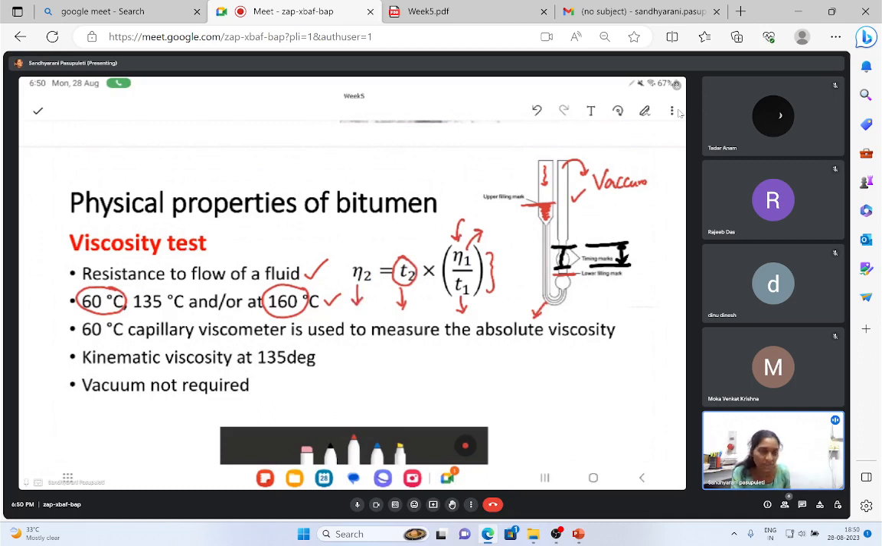So if you perform this test at 60 degrees, we are actually applying the vacuum because we want to move the bitumen from bottom to top. When I am moving bitumen from bottom to top, that is against gravity. That's why we are applying the vacuum. Let us say if you have 135 degrees or 165 degrees, you do not require as much vacuum like other temperatures, okay? Because at 135, 165, usually the bitumen would be very soft, so you do not require a lot of vacuum.